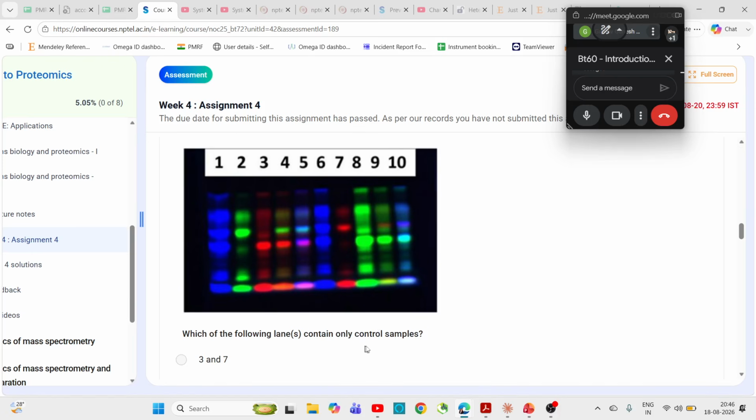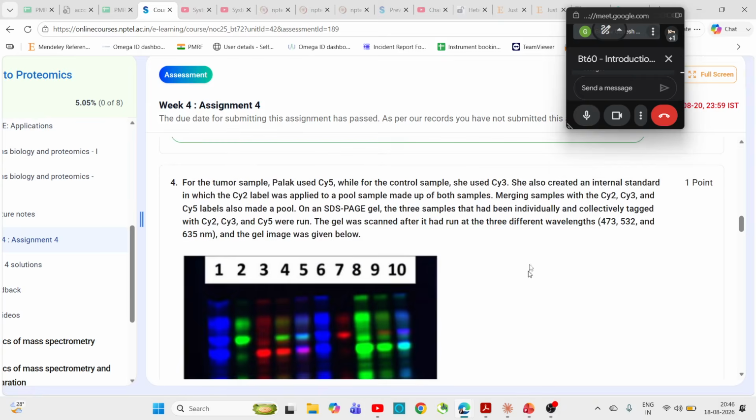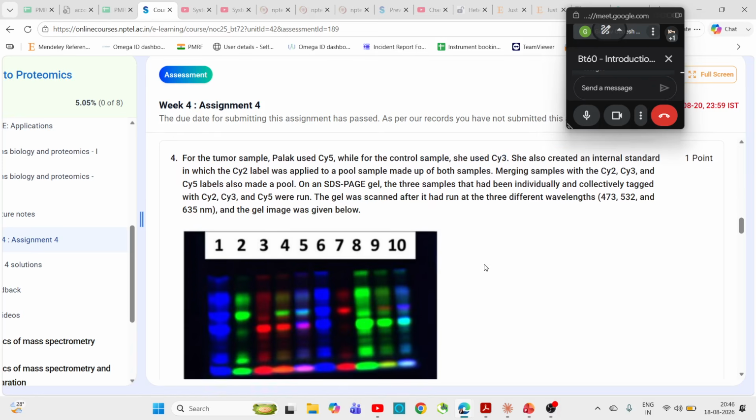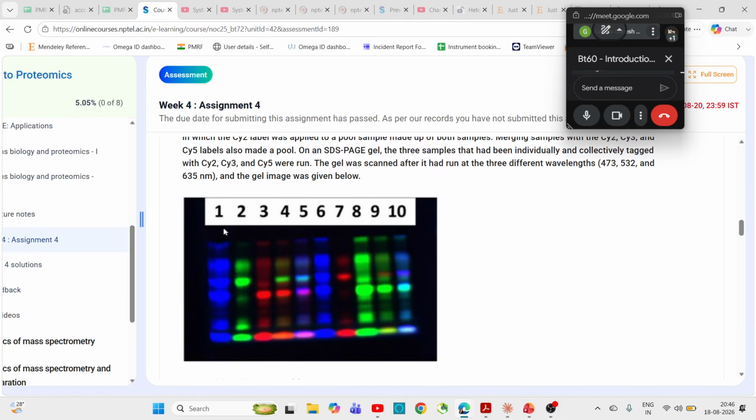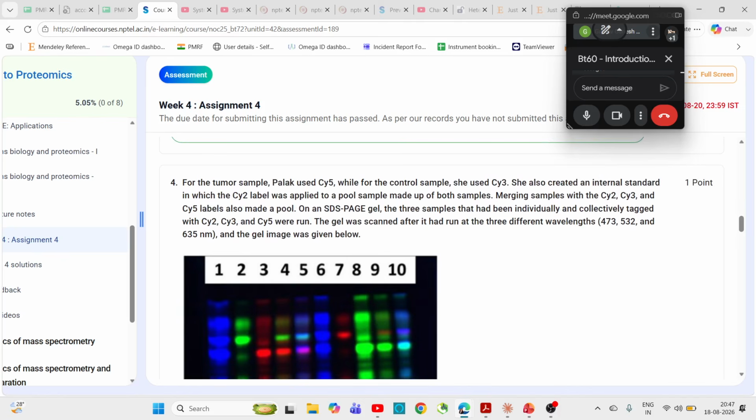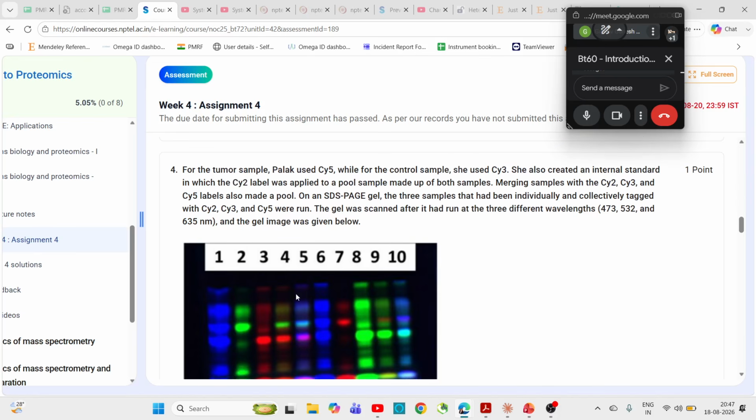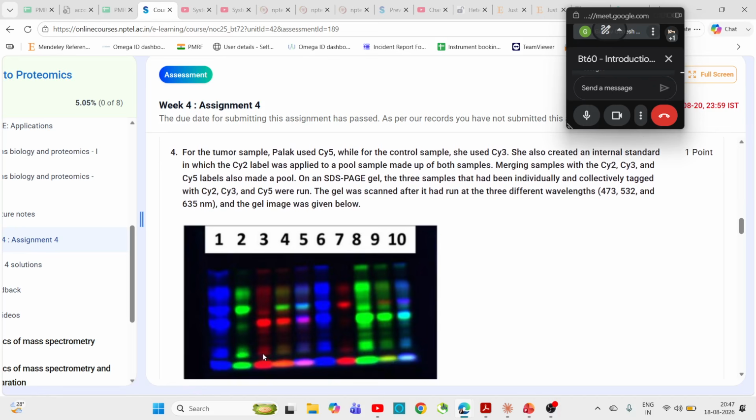So, which of the following contains only control samples? Control samples indicate Psi3. This is the internal standard basically, which has everything, in lanes 1 and 6. Psi2 is blue in color, so that's what the pooled sample is. We need to find Psi3. Psi5 is reddish, so this is having red.